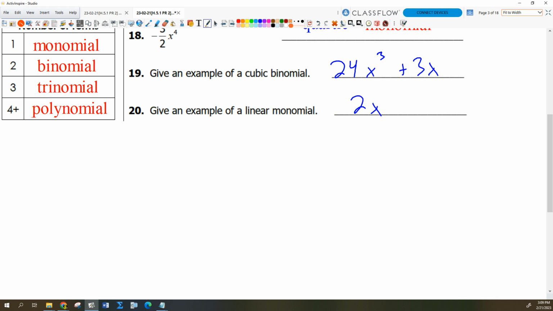So that's the first assignment, the one that is called 5.1 Practice 2 Polynomials. That's on the stuff we just talked about. It'll probably take you 5 to 8 minutes to do.